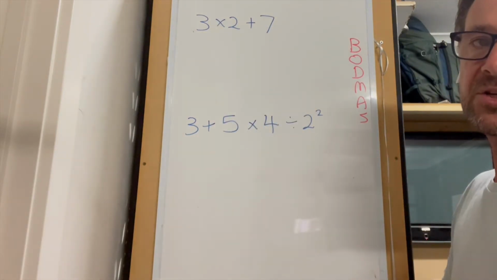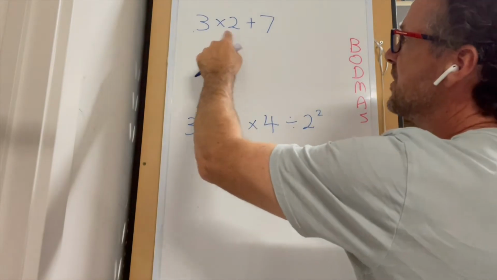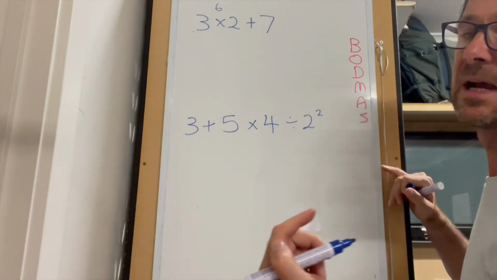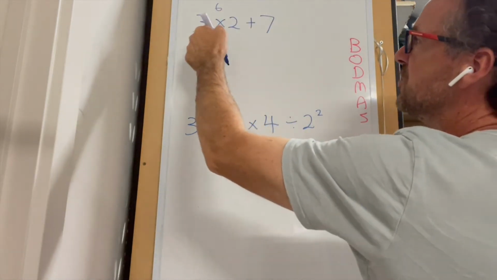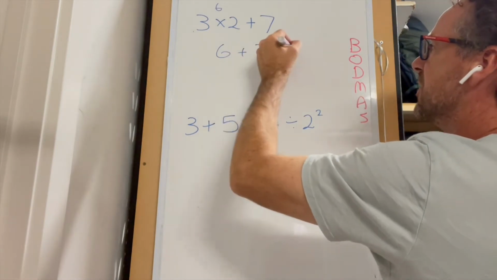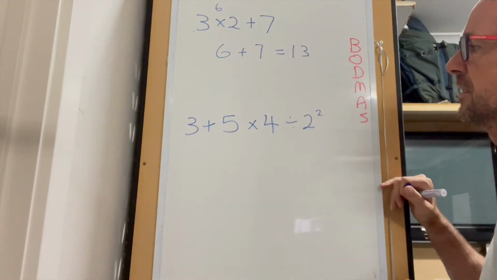Now, a couple of ways you can tackle this. I tend to do 3 times 6 and put the 6 up here as a note rather, and then I just do the 6 plus 7. But you could rewrite it if you want to do 3 times 2 is 6 plus 7, and then do the final answer of 13 that way, okay?